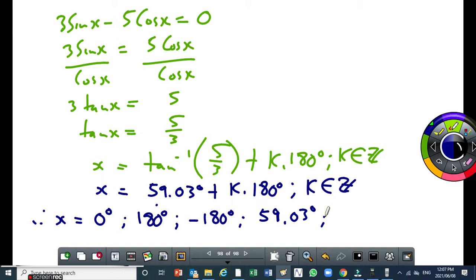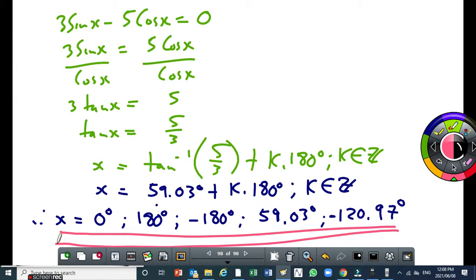But if I substitute k equal to minus 1, I'll get a value which is between minus 180 and 180 degrees, which will be 120,97 degrees. Okay? 59,03 minus 180 will give you negative, so it's supposed to be negative 120,97. Right? If I try k equal to 2, k equal to minus 2, I'll get values that are outside the given interval. Which means for this question here, I'll get five answers for x.